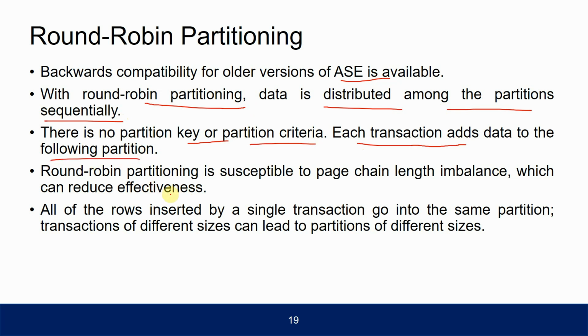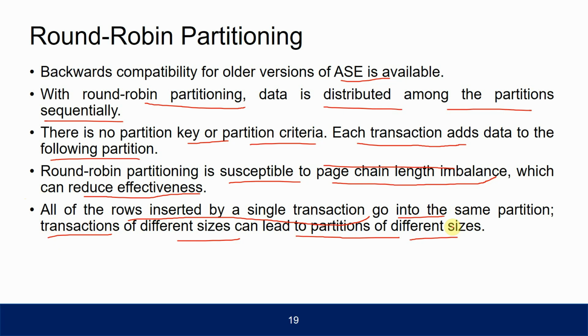Round robin partitioning is susceptible to page chain length imbalance, which can reduce effectiveness. All of the rows inserted by a single transaction go into the same partition. That is a big problem, and that you will see in the lab assignment. I have a use case example demonstrated in the corresponding lab on the session. If you have subscribed to the session, you must go through the lab assignment on this particular topic. Transactions of different sizes can lead to partitions of different sizes.